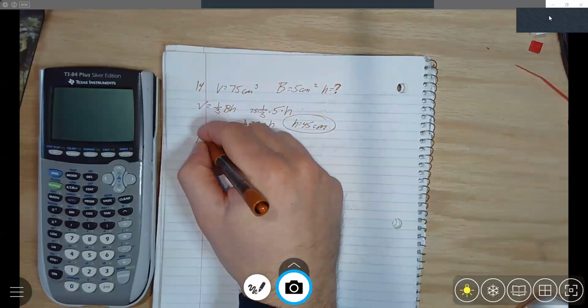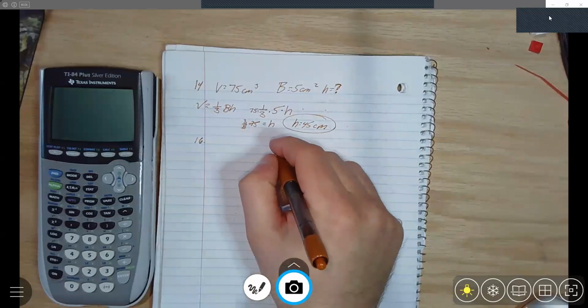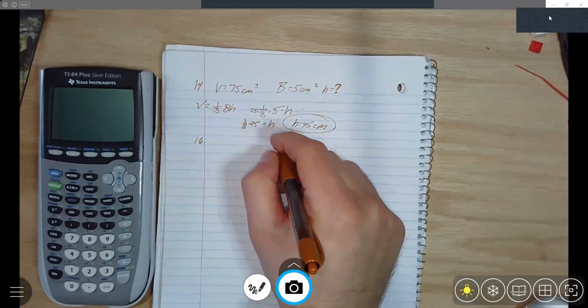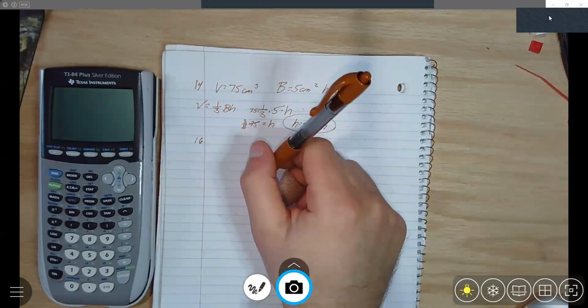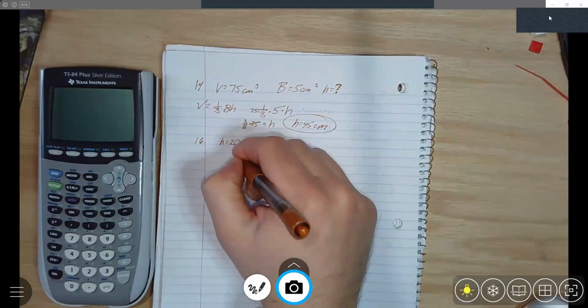Number 16. Find the volume of a pyramid X, ABCD, below, whose base is a rectangle with one side 11 and a diagonal of 61, and the altitude is 20. Okay, so it looks like the height is 20. By altitude, they mean height.